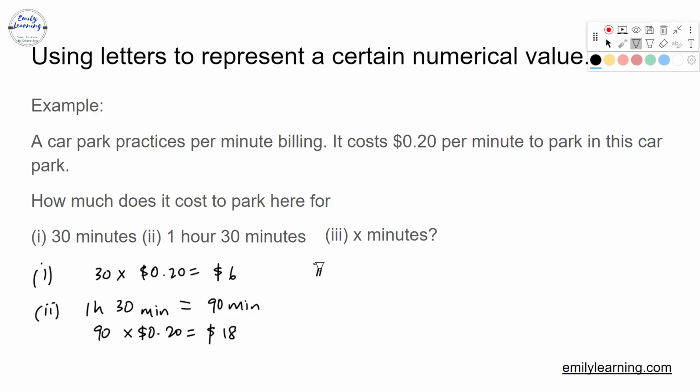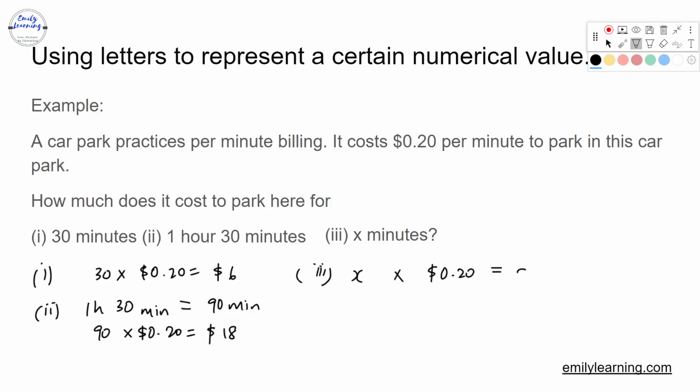So now we are using algebra because instead of representing it in terms of numbers, we represent it in terms of a letter. And X can be anything. It can be 30 minutes, it can be 1 minute, it can be 10 minutes, and so on. But what we know from part 1 and part 2 is that we take the number of minutes multiplied by 20 cents to find the cost of parking, or the parking fee. So if it changed to X minutes, it doesn't change how we will do it. We will still take X minutes multiplied by 20 cents.